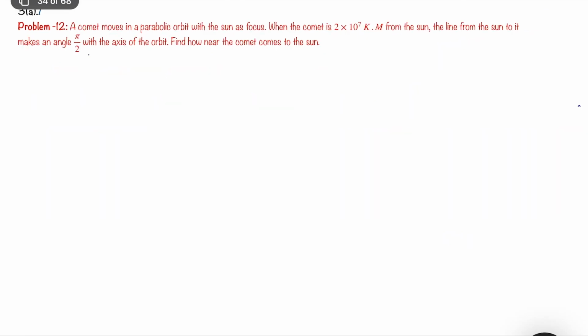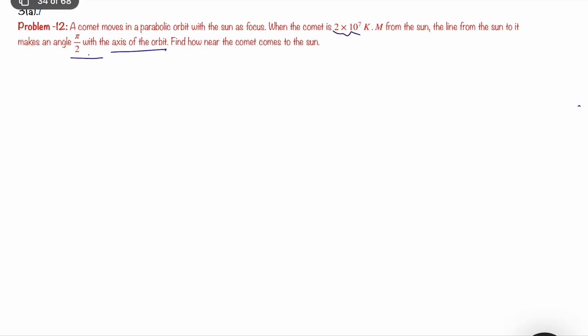Next, problem 12 from section 1 of the exercise 3A. A comet moves in a parabolic orbit with the sun as focus. When the comet is at 2 times 10 to the power of 7 kilometers from the sun, the line from the sun to it makes an angle pi by 2 with the axis of the orbit. Find how near the comet comes to the sun.